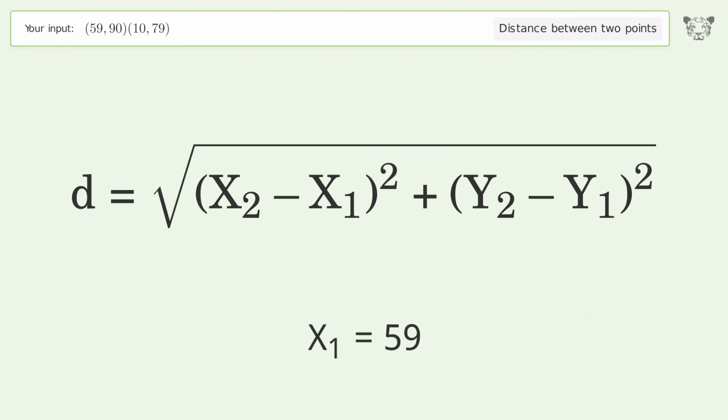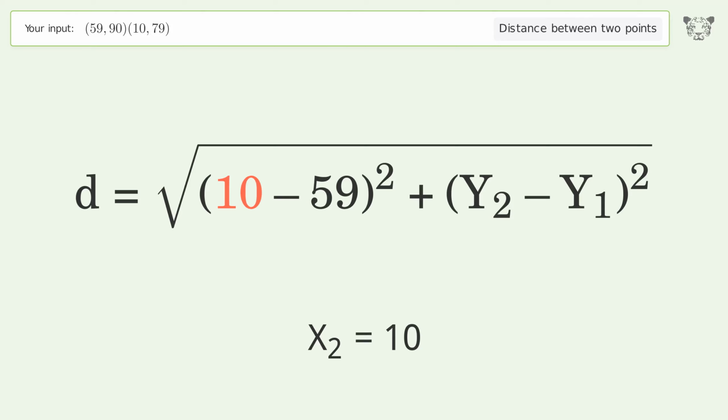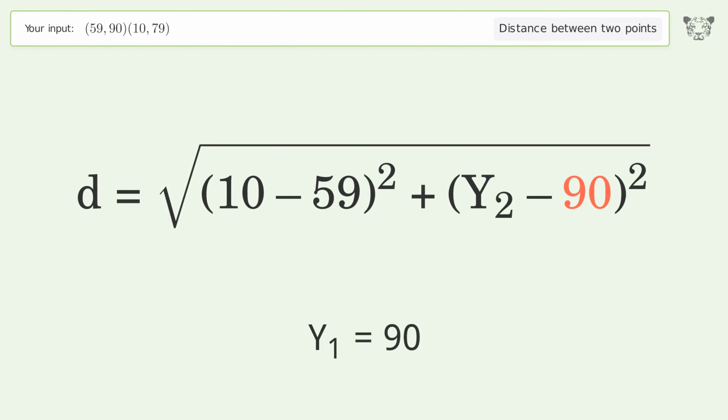x1 equals 59. x2 equals 10. y1 equals 90. y2 equals 79.